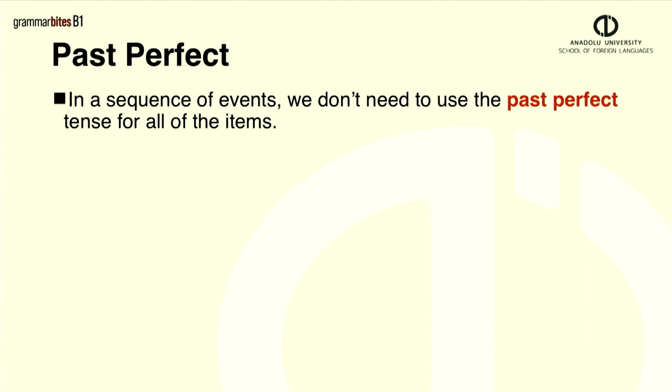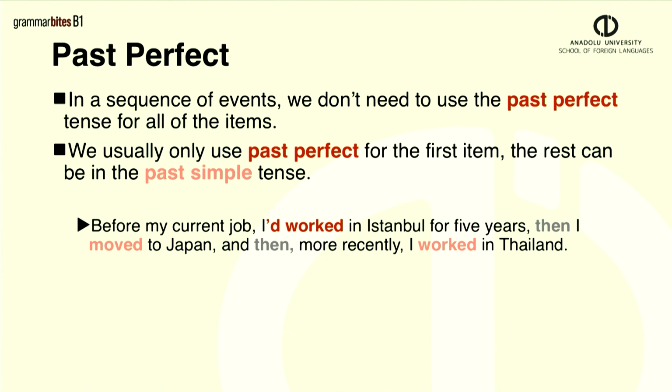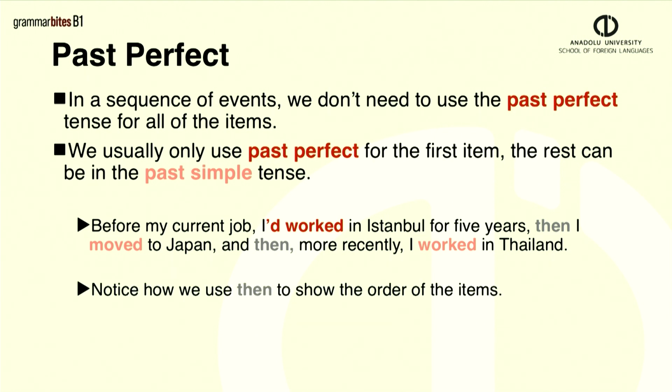In a sequence of events, we don't need to use the past perfect tense for all of the items. We usually only use past perfect for the first. The rest can be in the past simple tense. Before my current job, I'd worked in Istanbul for 5 years. Then I moved to Japan, and then, more recently, I worked in Thailand. Notice how we use then to show the order of the items.